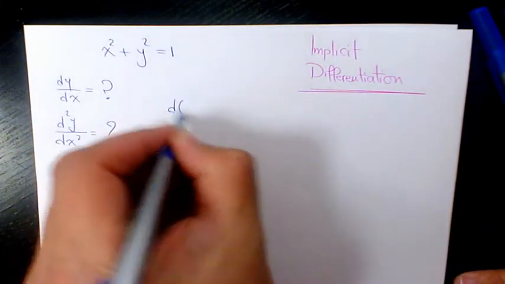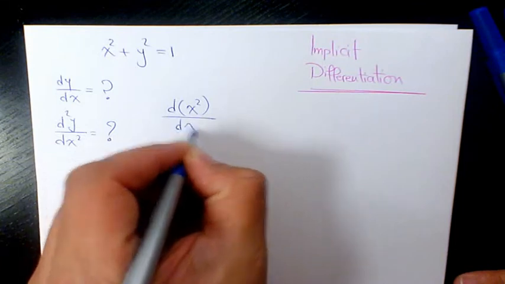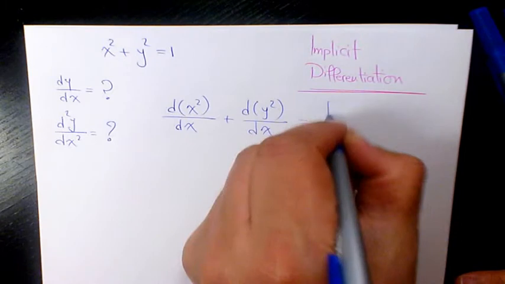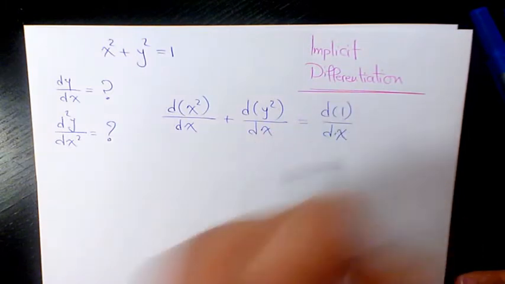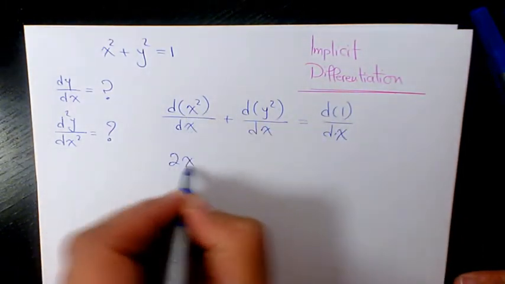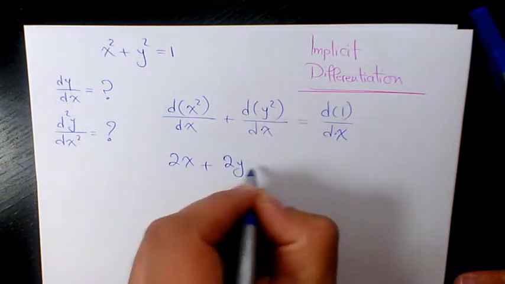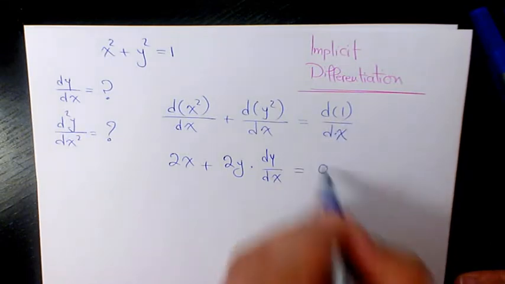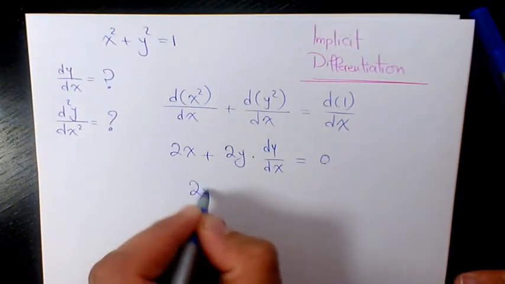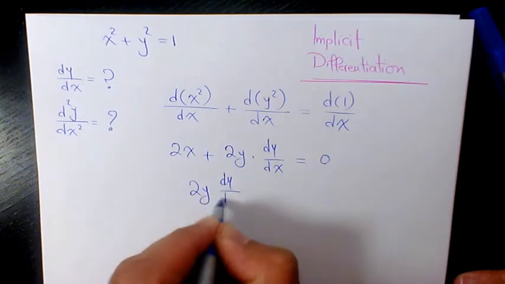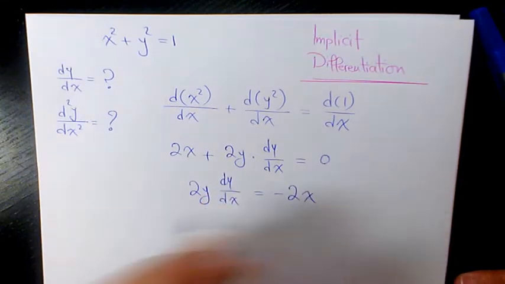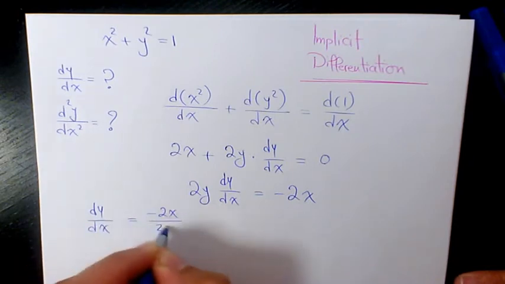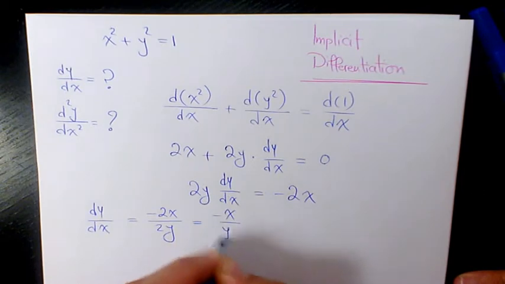So it's going to be the derivative of x squared with respect to x plus the derivative of y squared with respect to x equals the derivative of 1 with respect to x. That's going to be 2x plus 2y dy over dx equals the derivative of 1 with respect to x, which is 0. So 2y dy over dx equals negative 2x. So dy over dx is going to be negative 2x over 2y, which equals negative x over y.